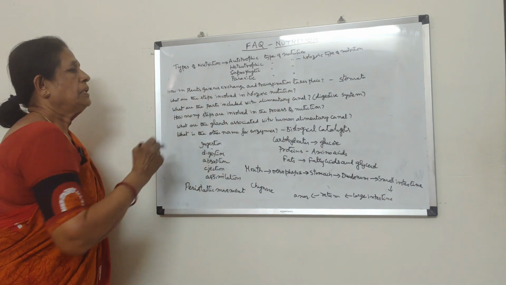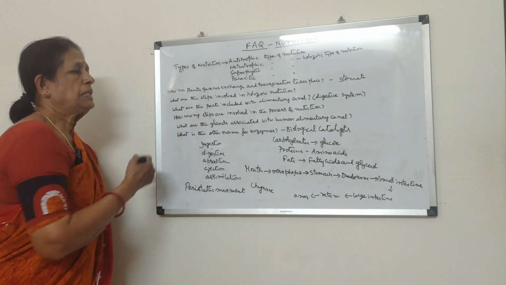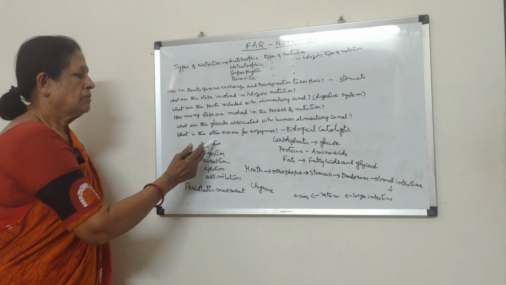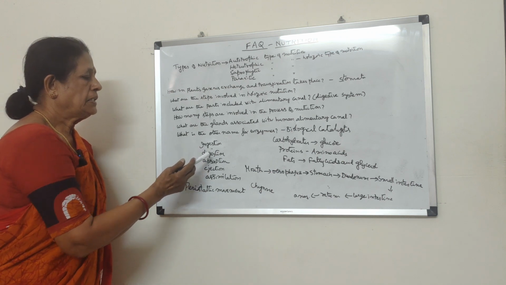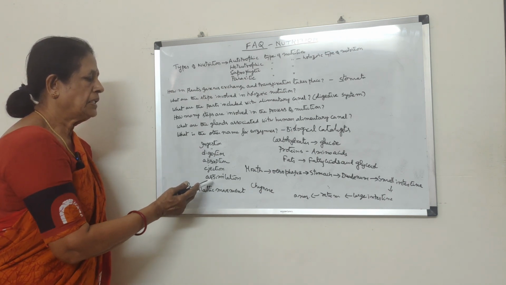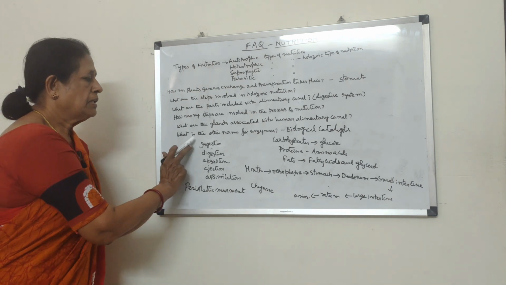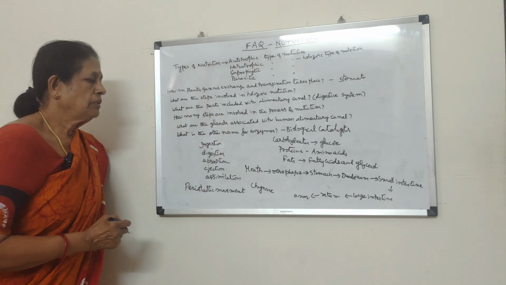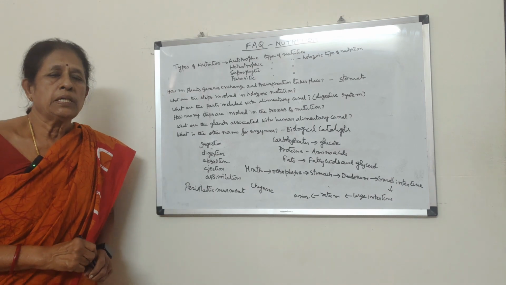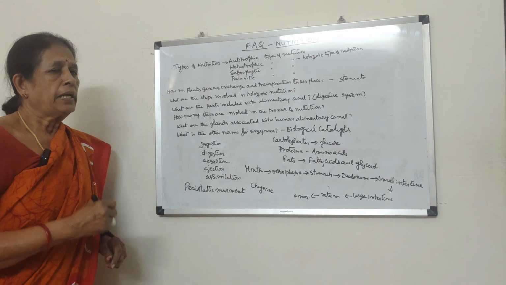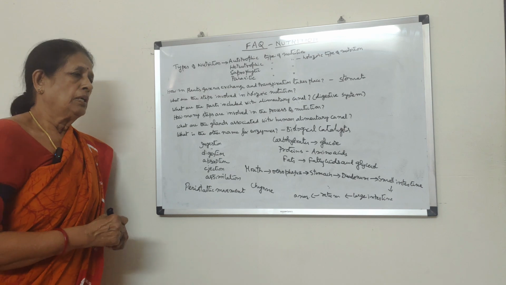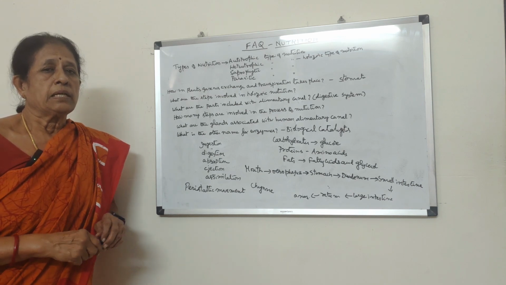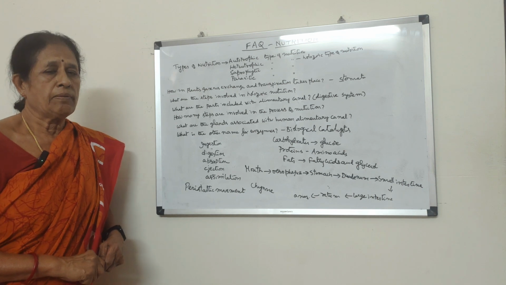So what are the steps involved in holozoic nutrition? That means in the process of digestion, what are the steps? There are different steps: ingestion, digestion, absorption, egestion and assimilation. These are the steps involved in holozoic nutrition. First one, ingestion. What is ingestion? Ingestion means taking in food through the mouth. Here in the mouth, muscles and teeth are present, and there are certain glands called salivary glands.